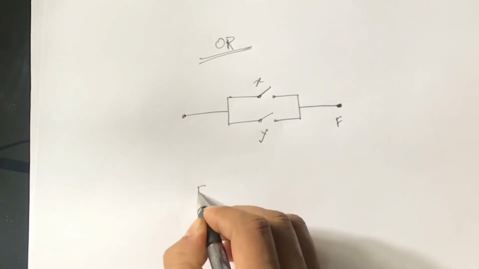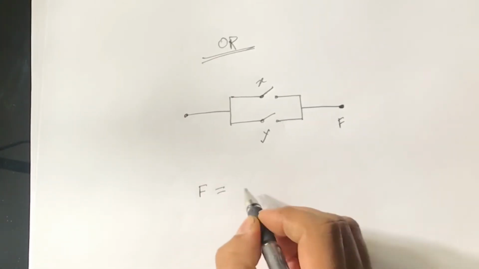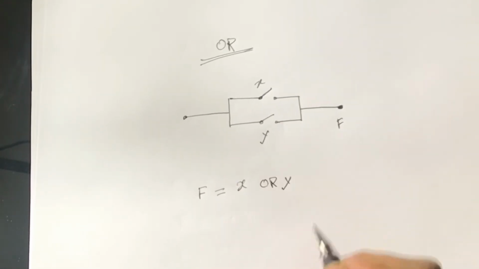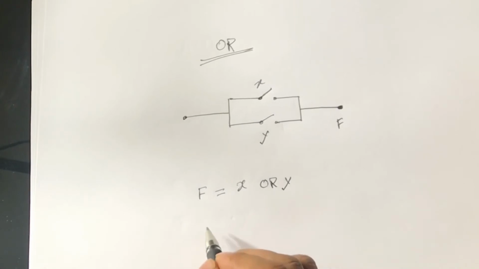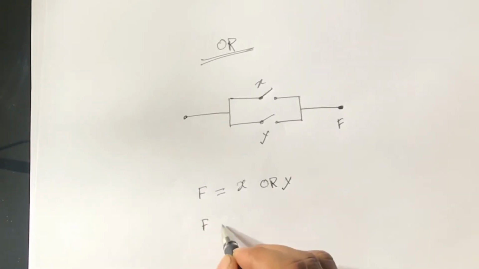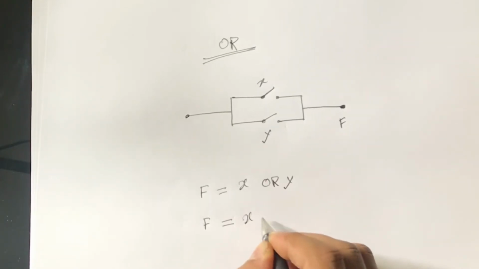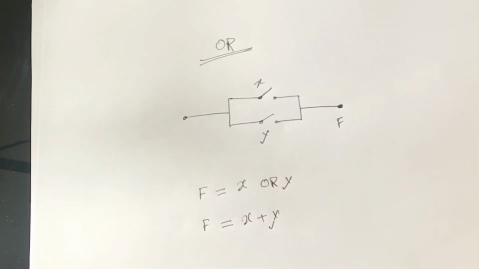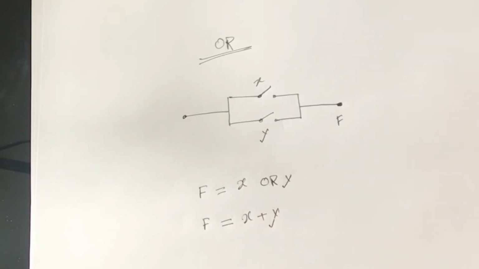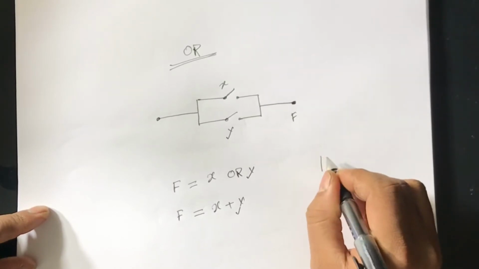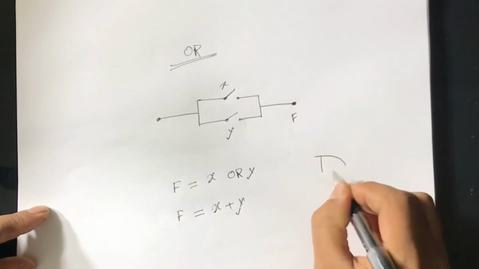We can write F equal to X or Y, and we can write the same thing as F equal to X plus Y. This plus is indicating OR. The symbol of the OR is like this.